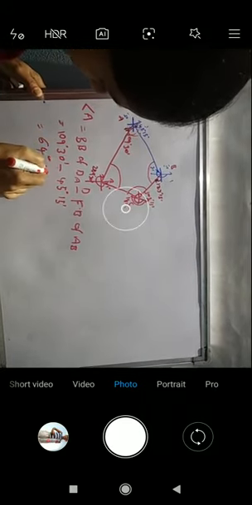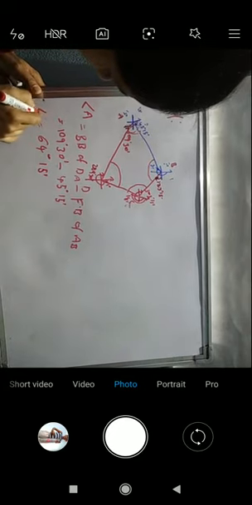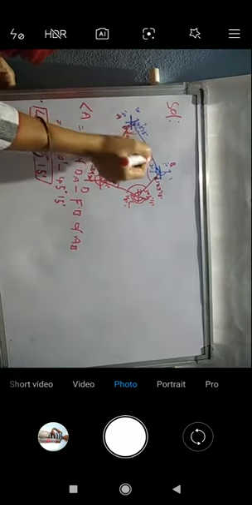So that is 64 degrees 15 minutes. Is it okay? Right. Then we can calculate the angle at B.